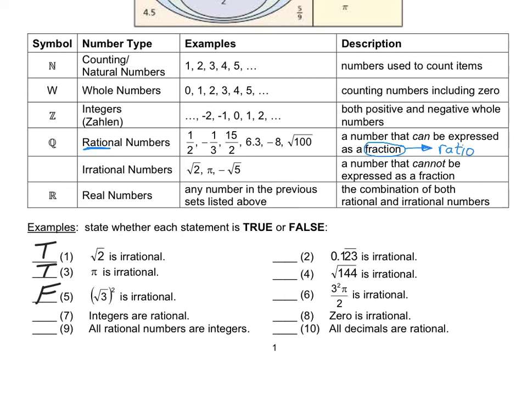Integers are rational. Yep. All rational numbers are integers. False. 0.123 repeated is irrational. It repeats, right? Yeah. So it would be rational, because we can make a fraction out of that. Okay. Root 144, irrational? False.